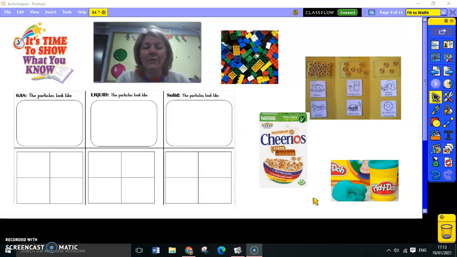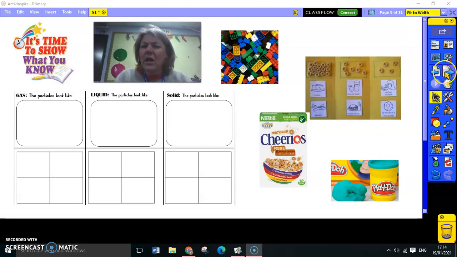Okay, so it's entirely up to you, but I can't wait to see the pictures that you send through to me, Miss O'Donnell and Mrs Parker. And then next week we're going to move our learning forward and think a little bit more about certain types of solids, and we're going to look at those.